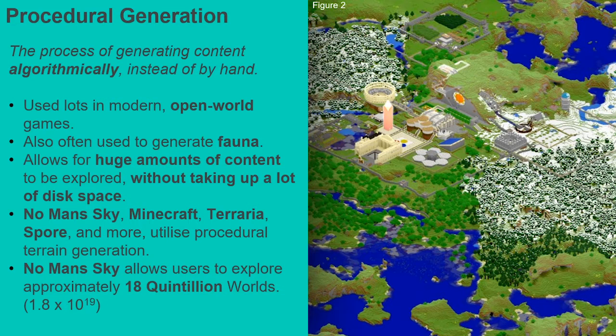It's also very useful for generating fauna, as it's much faster than hand-designing, say, every leaf in a forest or every blade of grass in a field. Games like No Man's Sky, Terraria, Minecraft, Spore, Crypt of the Necrodancer, and many, many more have used this to generate the terrain that makes up their worlds, with No Man's Sky using procedural generation for almost every element of the game. The reason that it's so commonly used is because you can represent huge expanses of terrain or amounts of data without using massive amounts of storage, like No Man's Sky's 18 quintillion worlds in just a 10 gigabyte game.